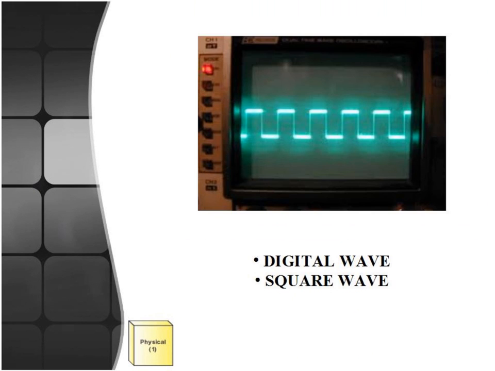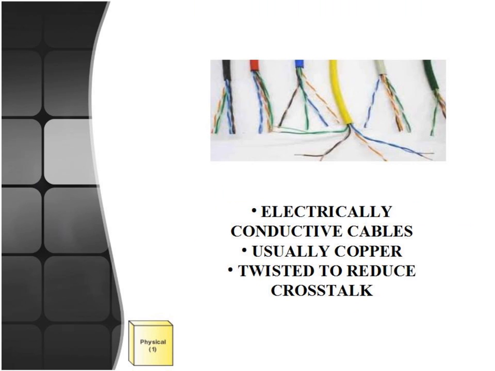Most modern networks use digitized data, shown as a square wave. Either way, at this level, it is ultimately just variations in voltage. Most local networks use electrical wiring, usually copper, although any conductive material would do. Wires are twisted into pairs to reduce crosstalk and other forms of signal degradation.